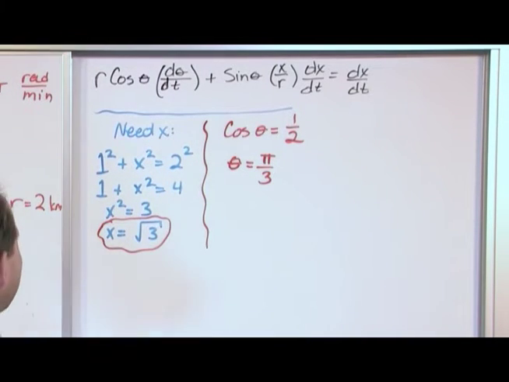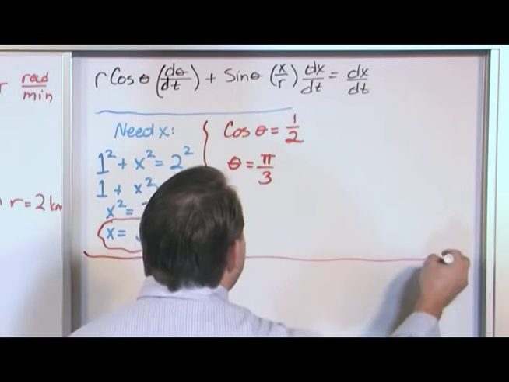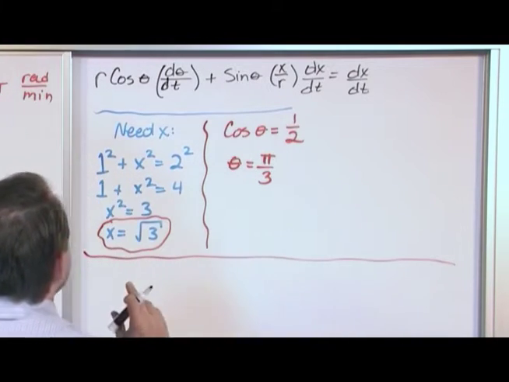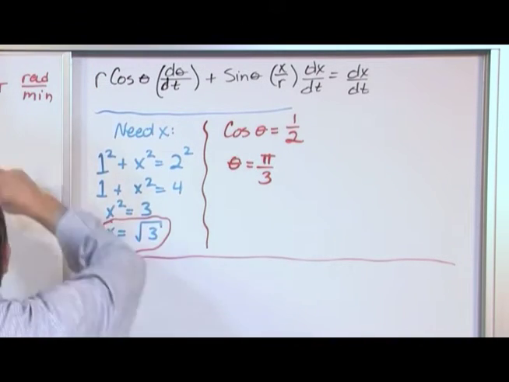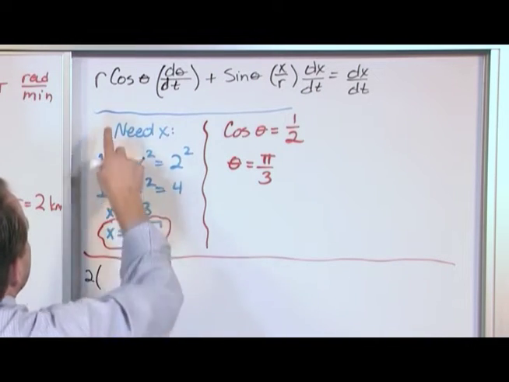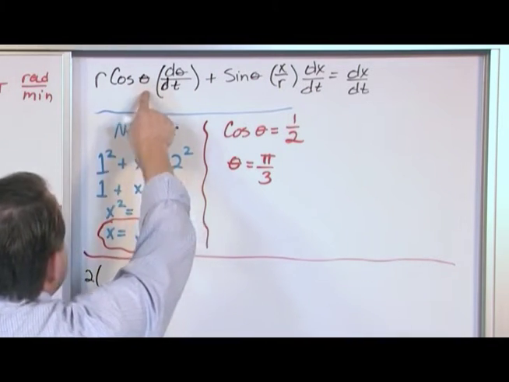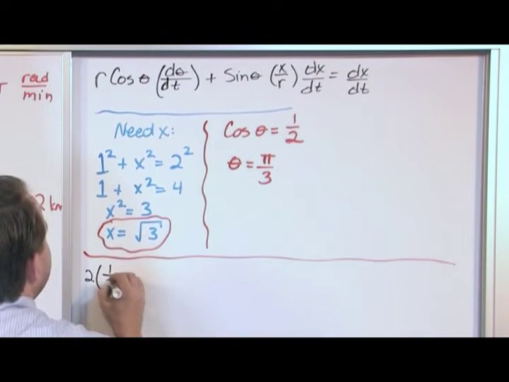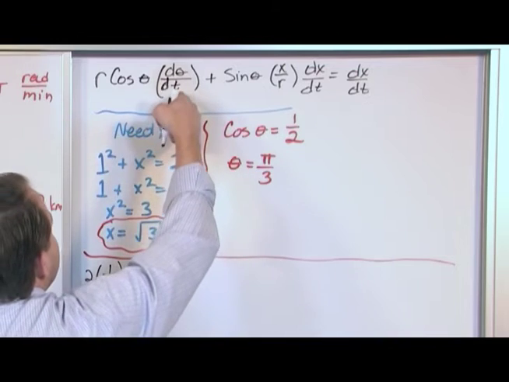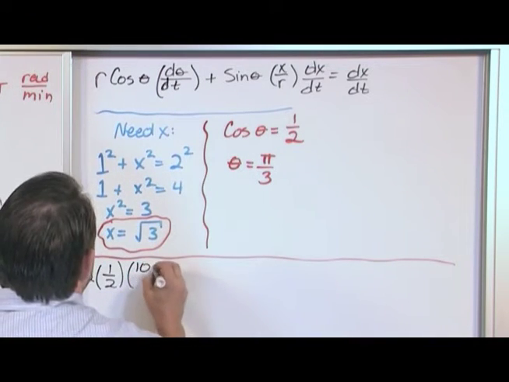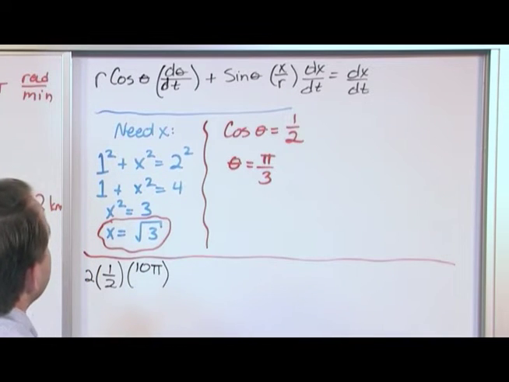So now I'm all set, and I know it's kind of been a real pain, but we're going to go back through it to make sure that you completely understand. But for now, let's just go ahead and solve the problem and show you where we end up. The r is the slant distance, which is 2 kilometers. That's given to me in the problem. Cosine theta is equal to 1/2, so I'm going to put 1/2 here. d theta dt is given to me in the problem. It's 10 pi, just a number in radians per minute.